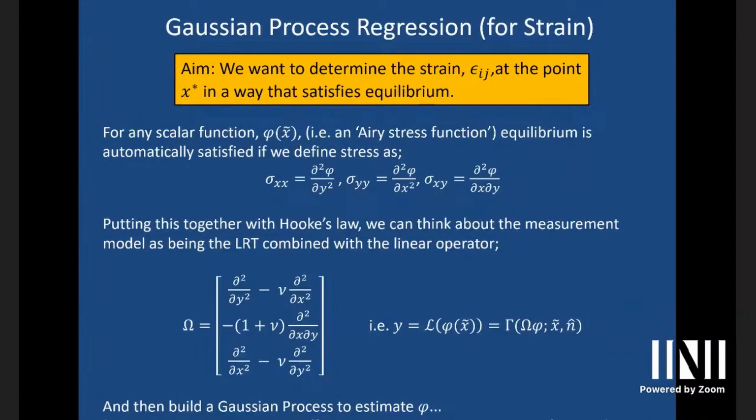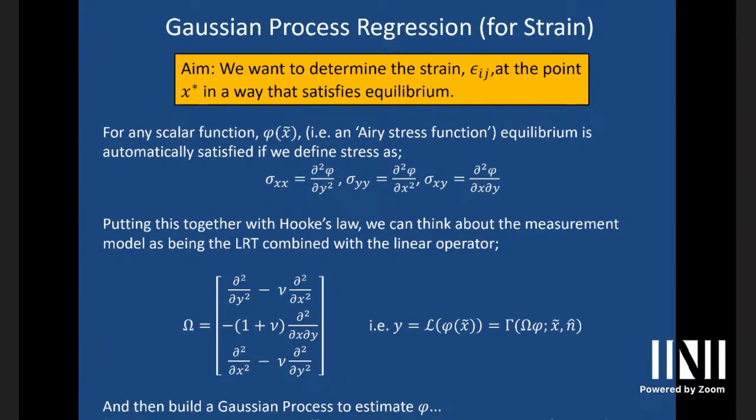How do we apply that to strain? Well, we want to work out strain at a point in our domain so that it satisfies equilibrium. The way we can satisfy equilibrium is we can define the stress through a thing called an Airy stress function, which is just a potential, and we define stress by derivatives of that potential in a way that automatically satisfy equilibrium. So this is a 300-year-old result in elasticity theory.